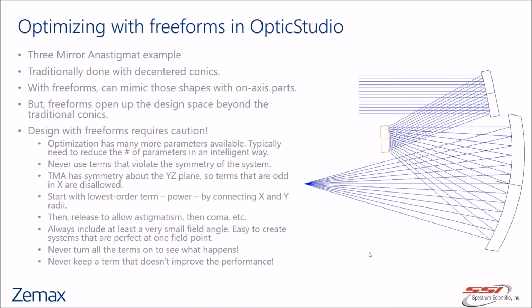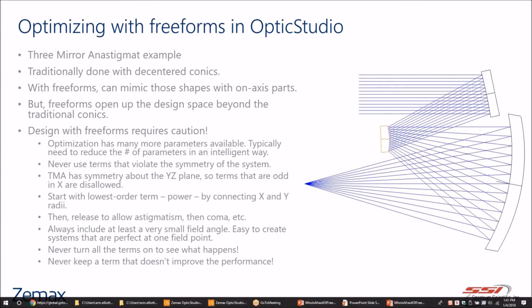Okay, so let's talk a little bit about optimizing with freeforms. Let's go back to this 3-mirror system example that I've been playing with. This TMA design would traditionally be done with decentered conics. So this first mirror would usually be something close to an off-axis parabola. You might have a hyperbolic convex secondary and an elliptical tertiary.